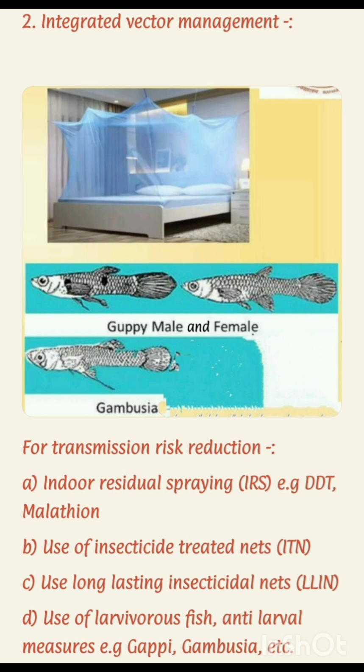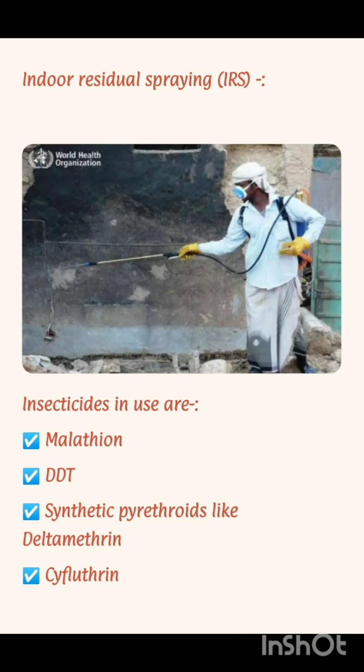Number 2, integrated vector management. For the transmission risk reduction, we can do indoor residual spraying or IRS, for example with DDT, dichlorodiphenyltrichloroethane, or malathion. Number 2 is the use of insecticide treated nets. Then we can use LLIN or long lasting insecticidal nets. We can also use larvivorous fish like guppy and gambusia, etc.